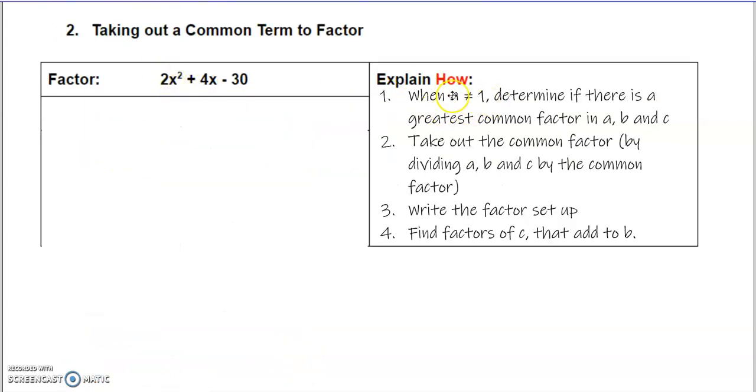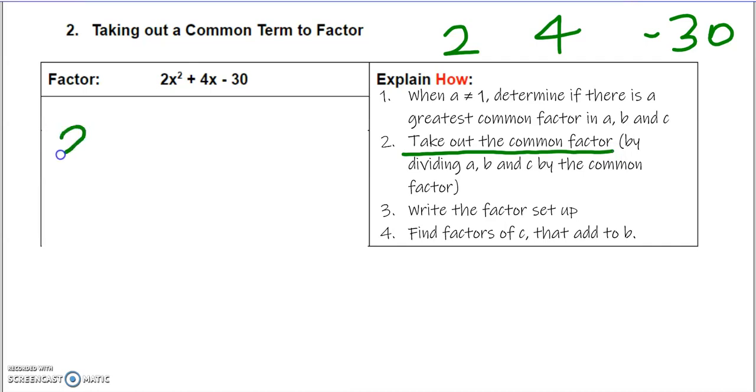When that happens, when a does not equal 1, I need to determine if there is a greatest common factor in my numbers, my coefficients a, b, and c. So I see my coefficients are 2, 4, and negative 30. Is there a number that I can divide all of those numbers, 2, 4, and negative 30, by evenly? And I can, right? I can divide each of those numbers by 2. And that's what we mean by taking out a common term, a common factor. I realize that 2 is the number that I could divide each of those terms by.